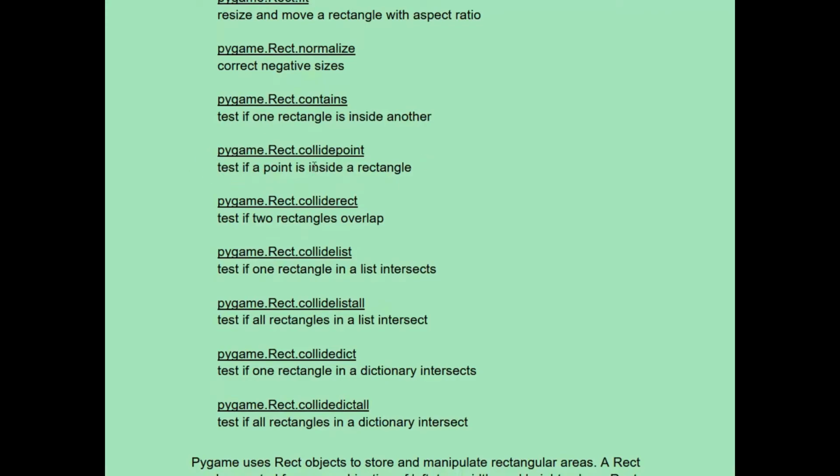Here we have collide point and collide rect. If you pass a point to collide point, it will return true if that point is within the rect. Do you see how handy that is? The user clicks in a window and I can get the location of that click from the event. I can then ask each window if the click is within it, because the windows are pygame.rect objects. And if it is, I know I want that window to light up.